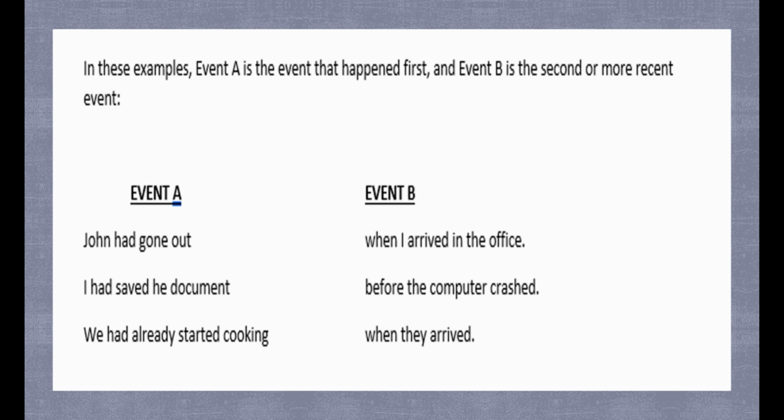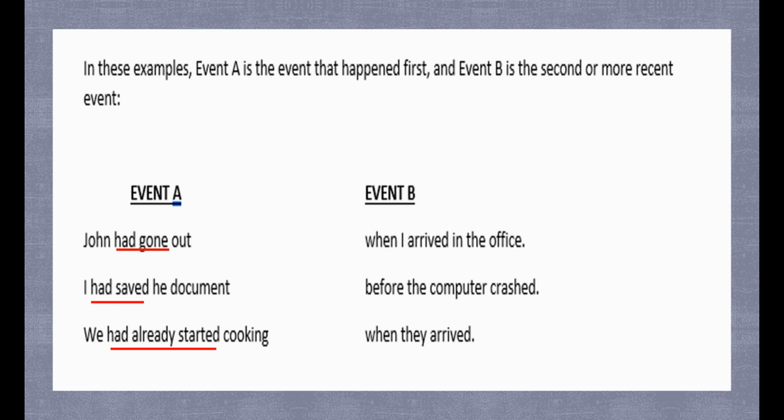In these examples, event A is the event that happened first, and event B is the second or the more recent event. Let's read them all aloud. John had gone off when I arrived in the office. I had saved the document before the computer crashed. We had already started cooking when they arrived.